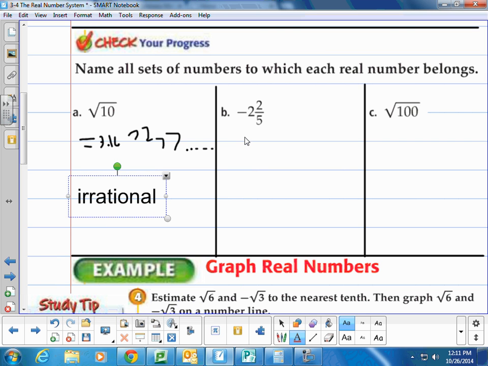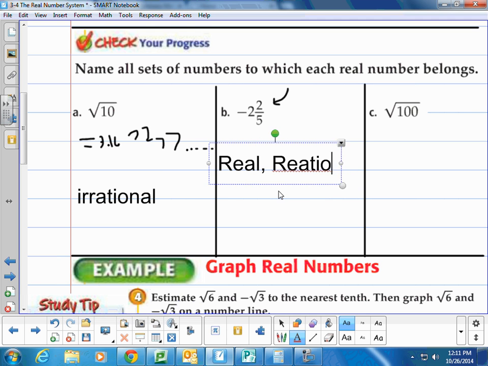For B here, I see that it's already written as a fraction, so that tells me this is going to be a rational number for sure. So this is real. It's rational because of the repeating decimal, or the fraction that can be written as a decimal, but since it can be written as a fraction, I know that it's rational.